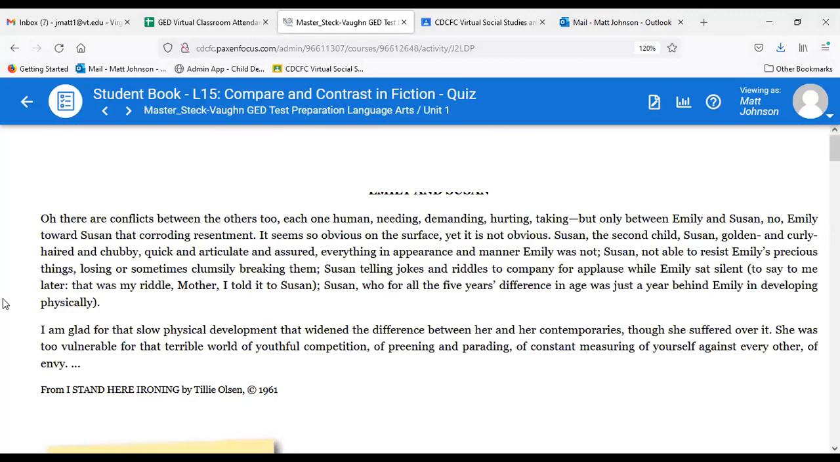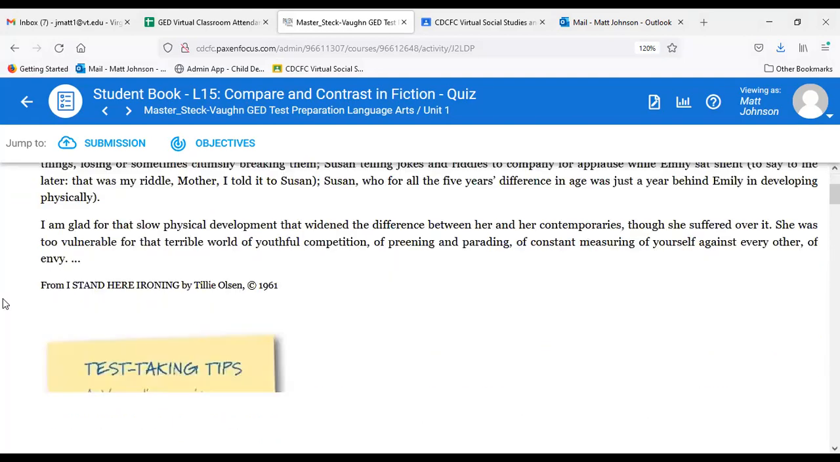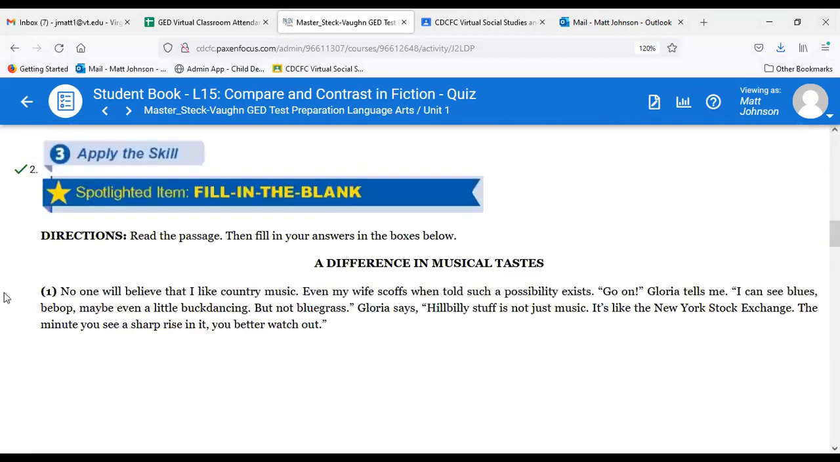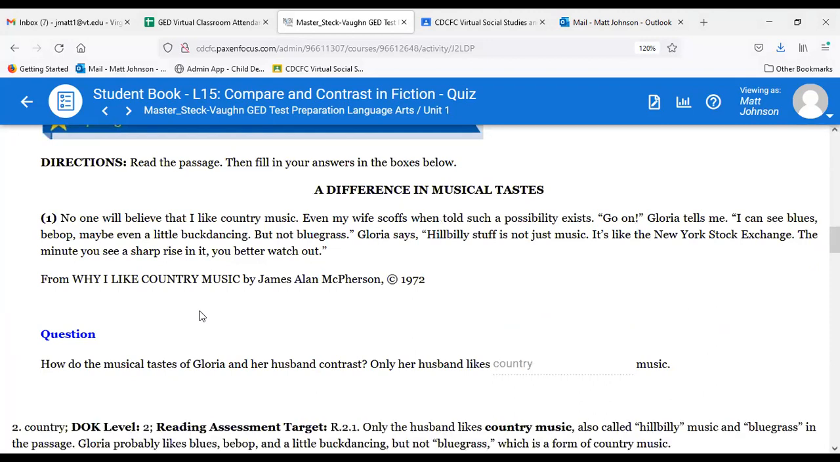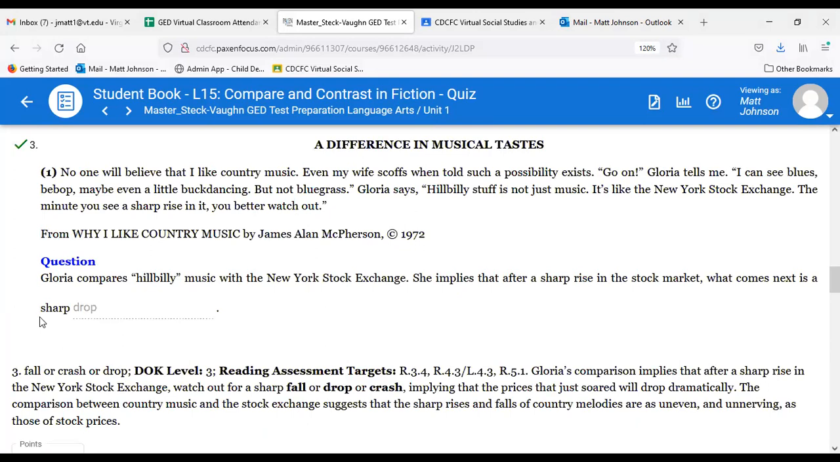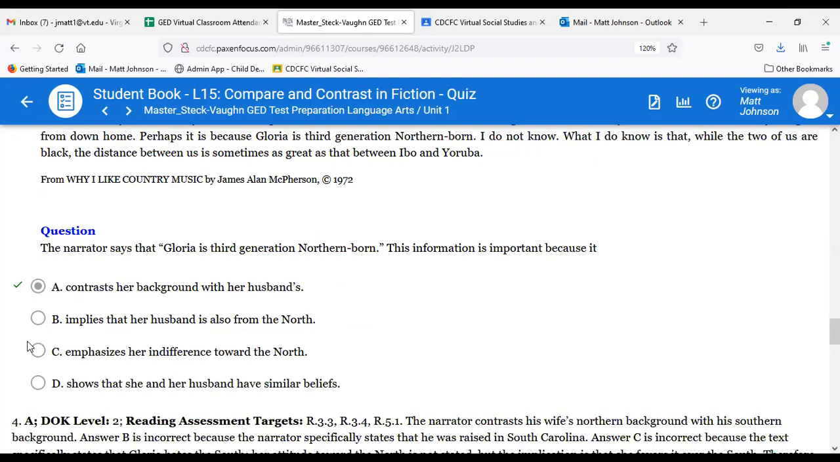Okay, sure. 1 was D. 2 was country. 3 was a drop. After a sharp rise, there's a sharp drop. 4 was A, contrasting backgrounds. And 5 was C, as in cat.